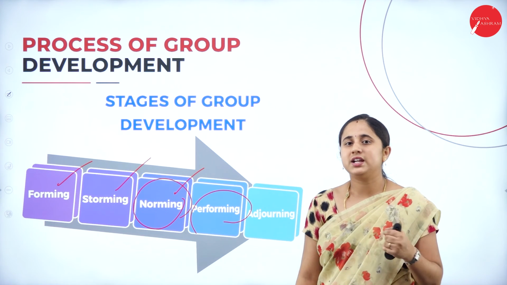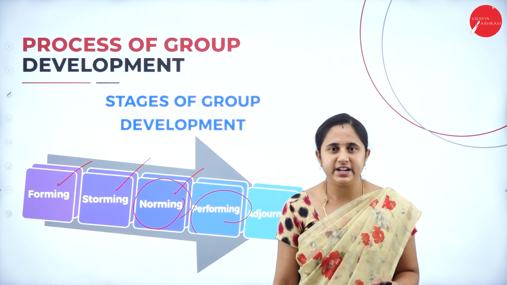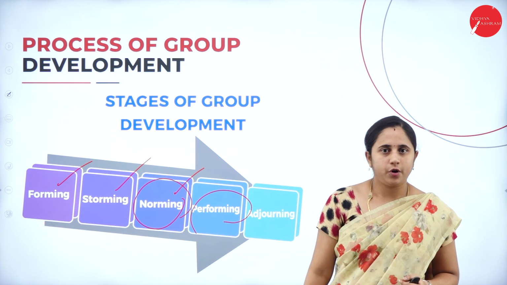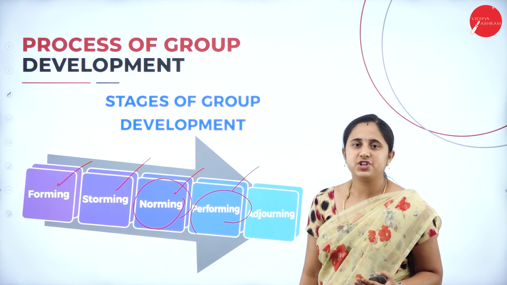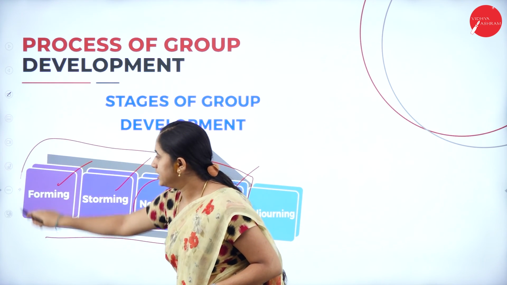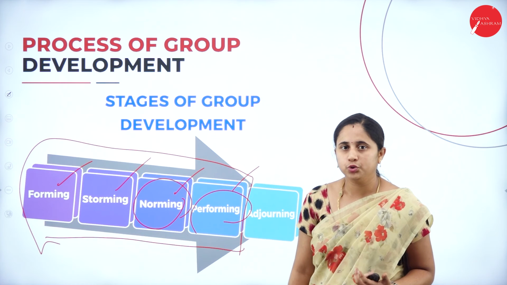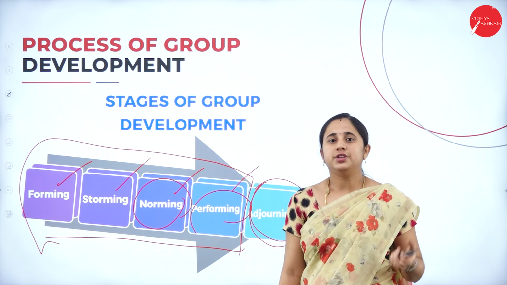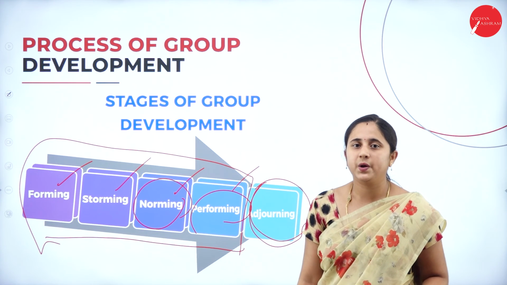Now the rules, regulations and guidelines are ready, so you need to perform effectively to achieve those objectives. Here you will take action to achieve those objectives. All these stages are for the permanent group. The last one is adjourning. This step is for the temporary group.